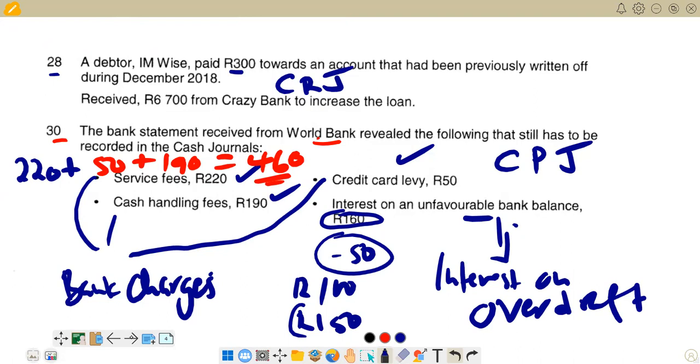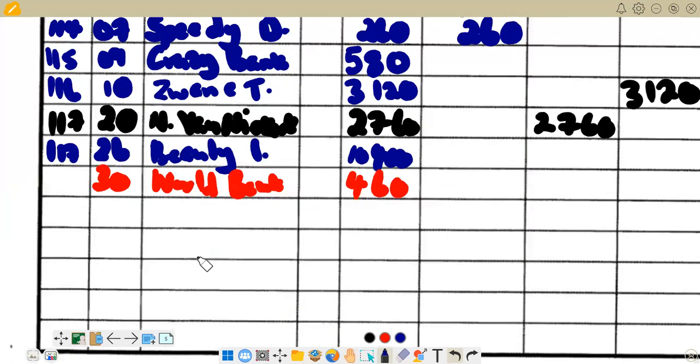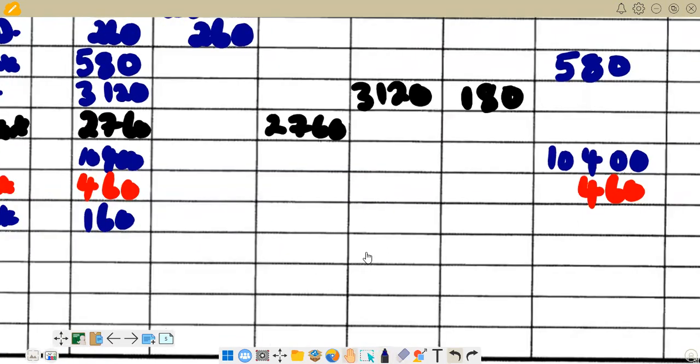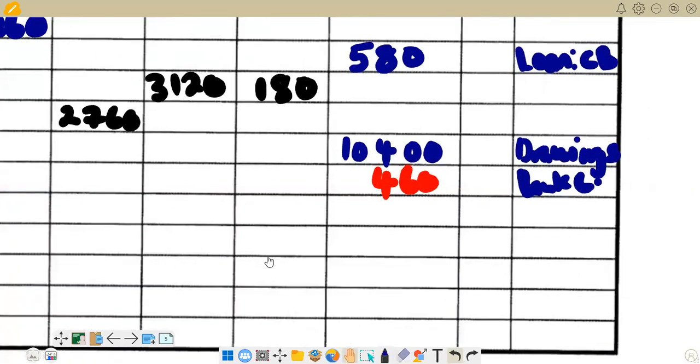So we go back there. This is the 30th, and we are saying it's World Bank, and the amount is 160. And remember, we don't have a column for interest on overdraft, so we're going to the sundry section, and then we are saying this is our 160, and it's interest on overdraft. Here you write in full, interest on overdraft, if the space permits you. So this is what we have.